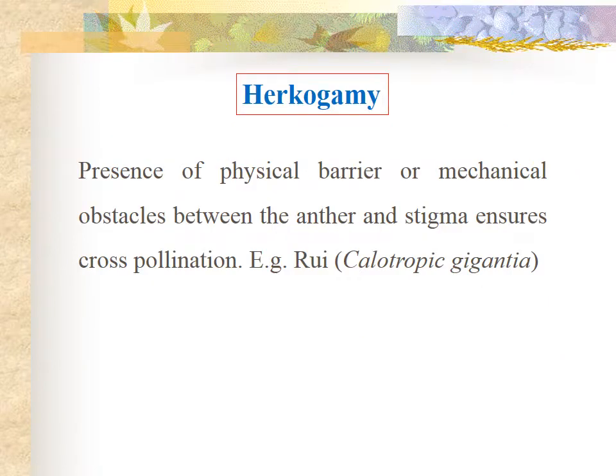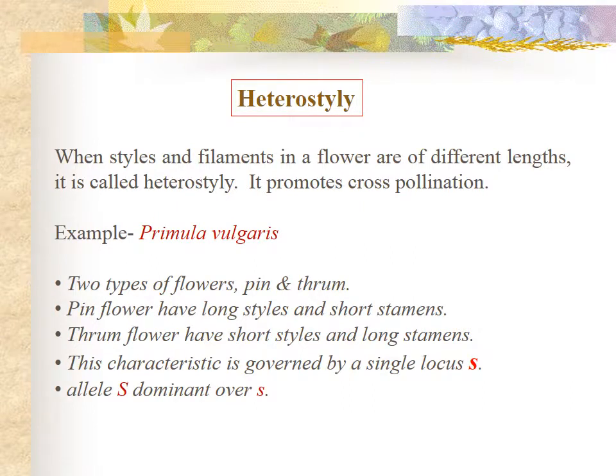Coming to hercogamy, the presence of a physical barrier or mechanical obstacle between anther and stigma ensures cross-pollination. Example: Calotropis gigantea. Heterostyly: when the style and filaments in a flower are of different lengths, it is heterostyly. It promotes cross-pollination. Example: Primula vulgaris.